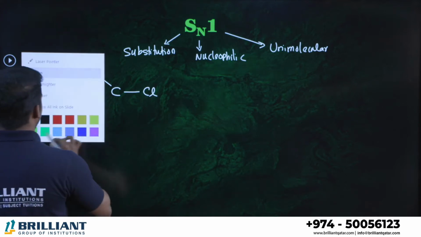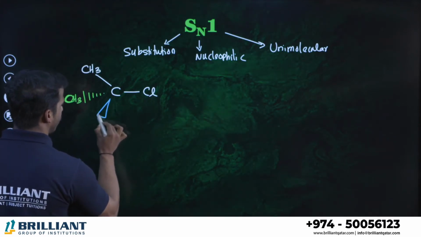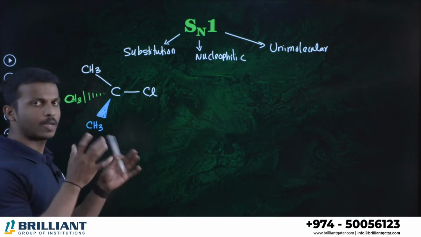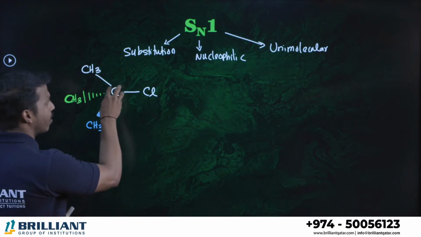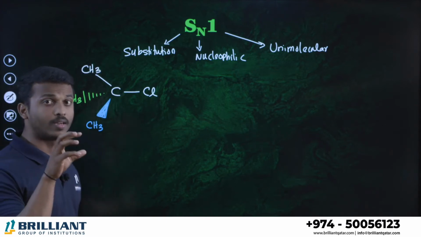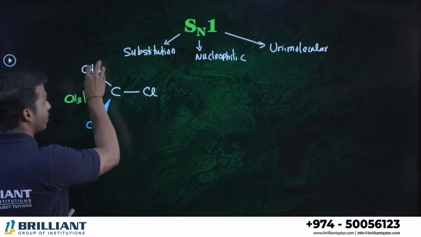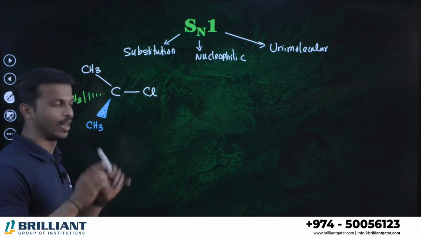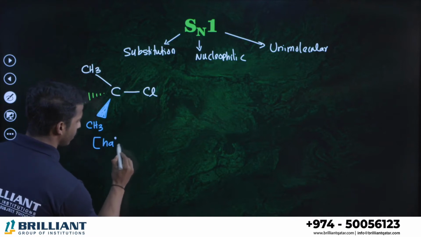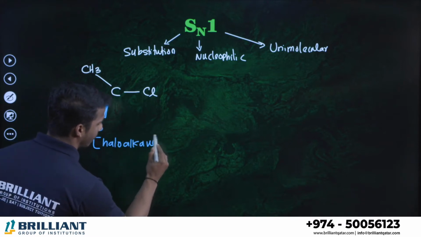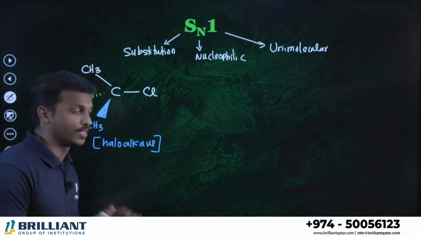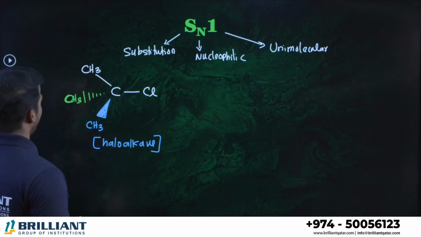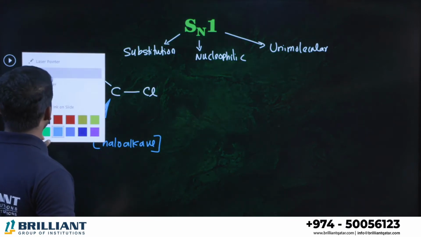Okay, fine, no problem. And let me take another bond representation. You know very well what this is called. Actually the compound is what? One carbon with three methyl groups is called tert-butyl. So this is called tert-butyl chloride. Alright, this is a haloalkane. So haloalkane is ready. What is our purpose? We want to leave this chlorine. We want to substitute one nucleophile. That's it.